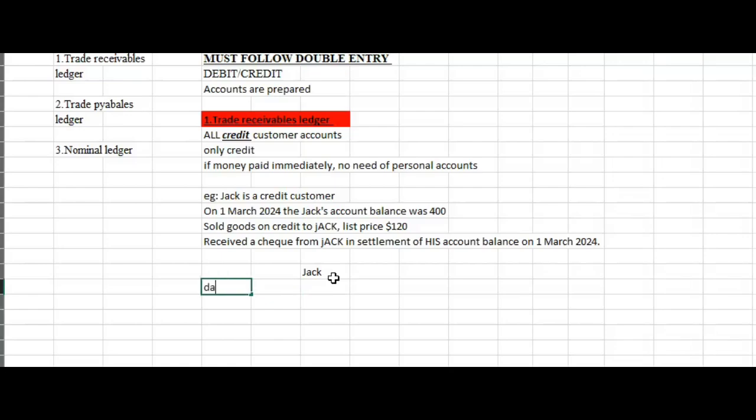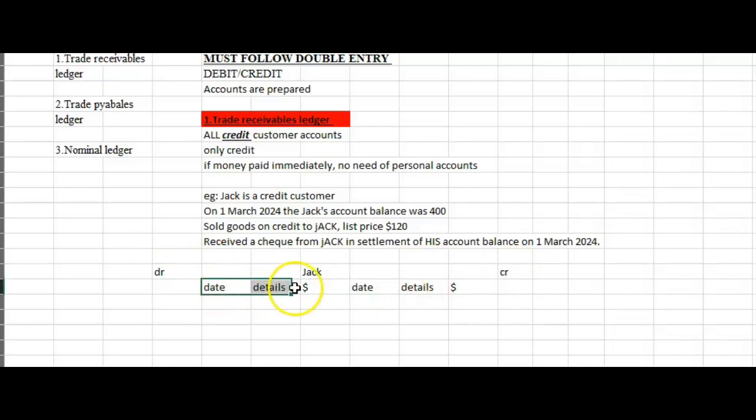Now let's see how all these transactions are recorded in Jack's account. First, we draw the account format. We write Jack's name at the top. On both sides, we have columns for date, details, and amount. The left-hand side is the debit side, and the right-hand side is the credit side.